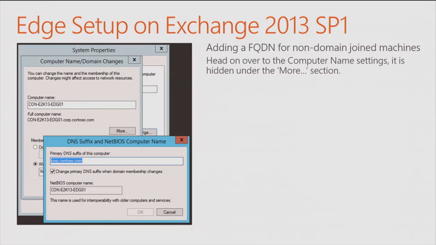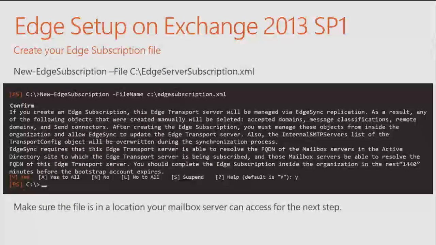And then with ADLDS and an FQDN in place, you'll be able to install Edge. What you'll then see, or actually you won't see, is there's no graphical user interface for Edge. So all of your management is actually going to be through PowerShell until you get the Edge subscription in place. To get the Edge subscription in place, just like it was in 2010 and 2007.